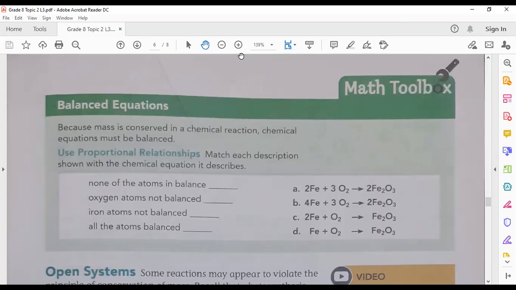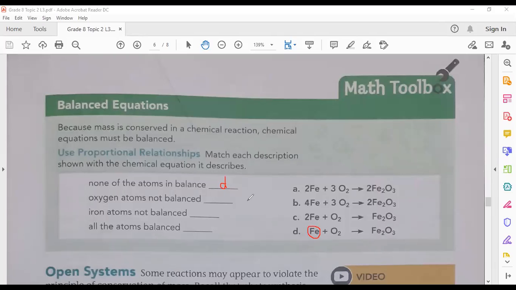Look, I will explain why. In equation D, none of the atoms are balanced. How many atoms of iron do we have? 1 in the reactants, and here we have 2. So iron is not balanced. Oxygen, we have 2 atoms of oxygen here and 3 atoms here. So neither iron nor oxygen is balanced. So it is D.